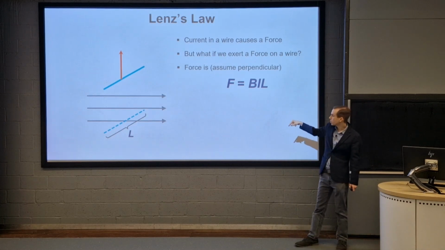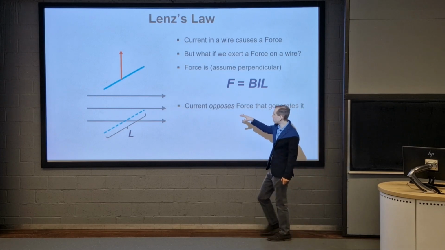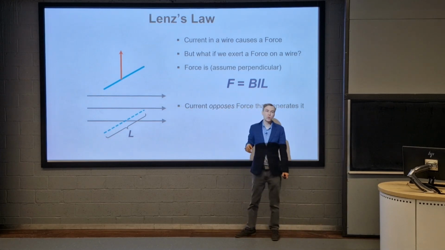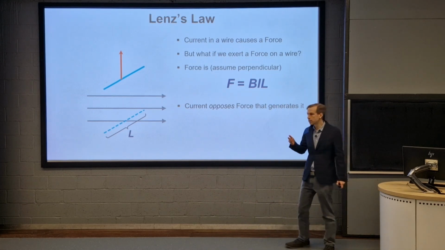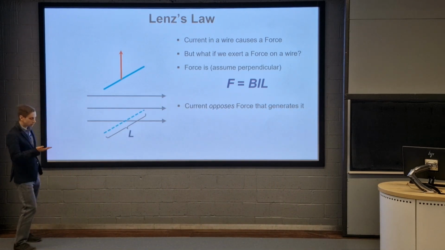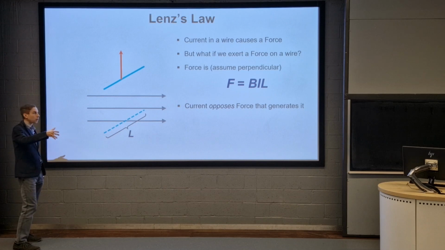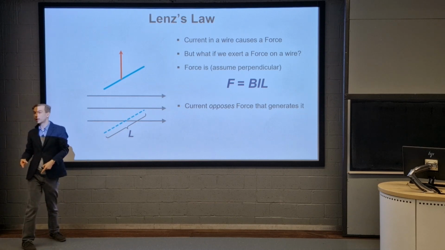So we can rearrange this equation and solve for I. But the really interesting thing we get from Lenz's law is that the current we're going to make opposes the force. So let's see what this means. If we take our right-hand rule over here, we put our fingers in the direction of the magnetic field, and then the force is going upwards. From the direction of our thumb, we would think that the current's going to be coming out from the screen towards you guys.